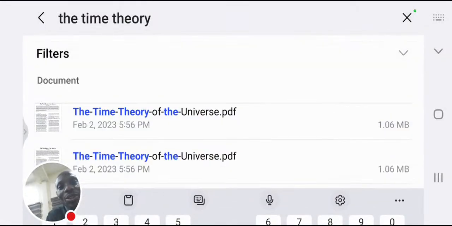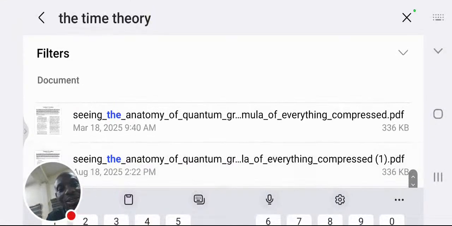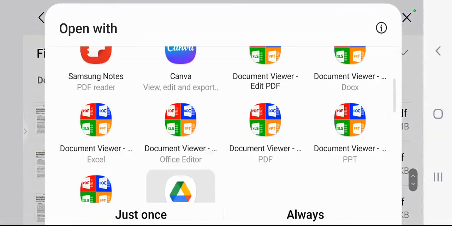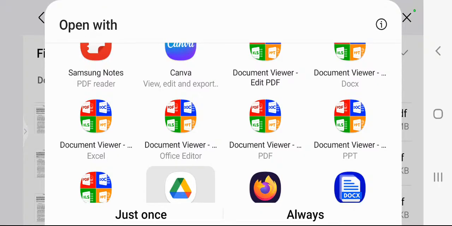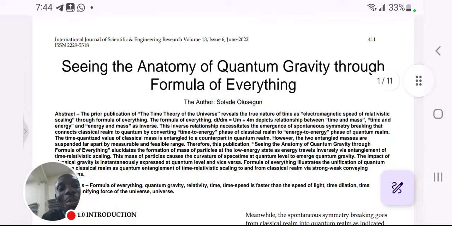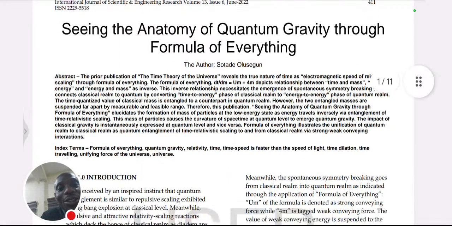Okay, so I want to show you the second research publication. It was published in the same journal, the International Journal of Scientific and Engineering Research, volume 13, issue 6, June 2022. Now, seeing the anatomy of quantum gravity through formula of everything.